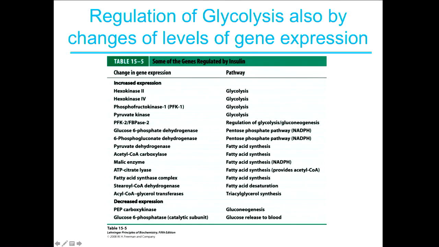So here's things like some of the hexokinases in different cell types for glycolysis, phosphofructokinase, pyruvate kinase. So this is changing the amount of protein that's being made, and then some of the other pathways as well. So you can see insulin actually as a hormone has an effect on multiple pathways in addition to just bringing the glucose into the cells originally.